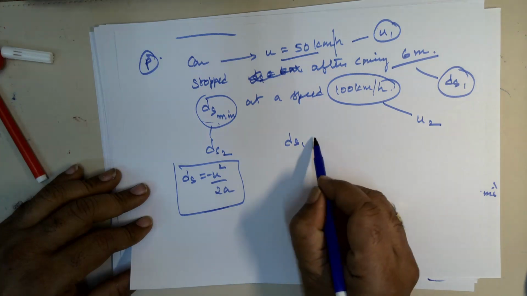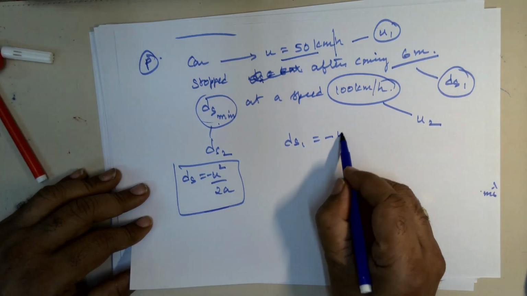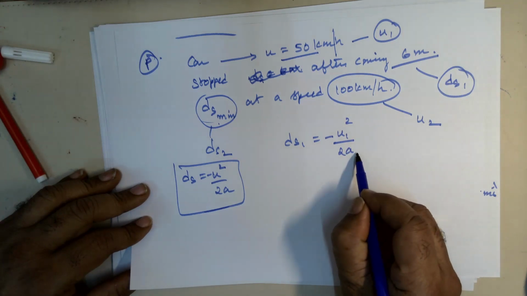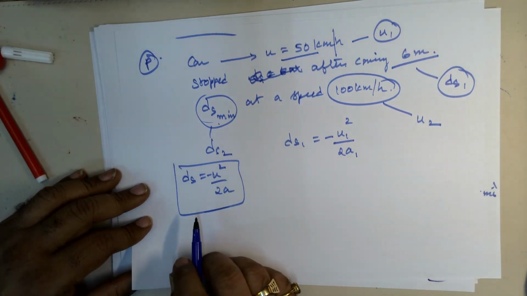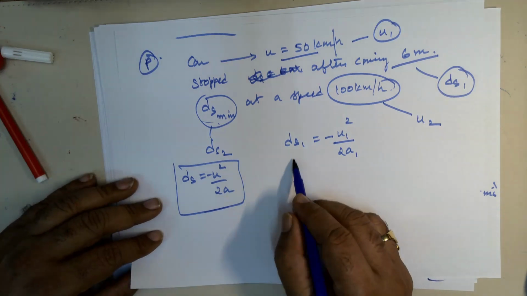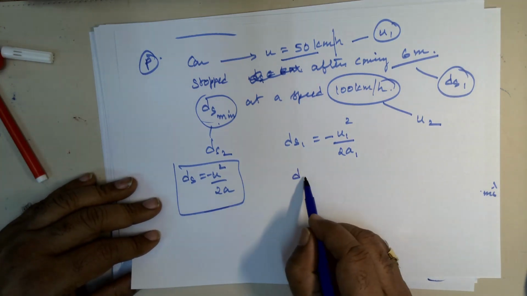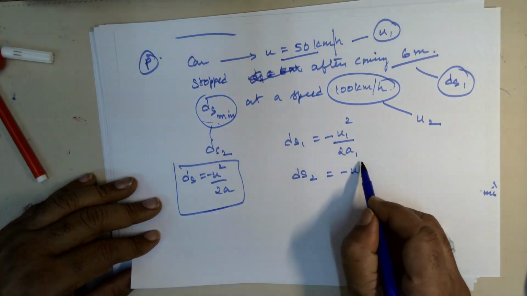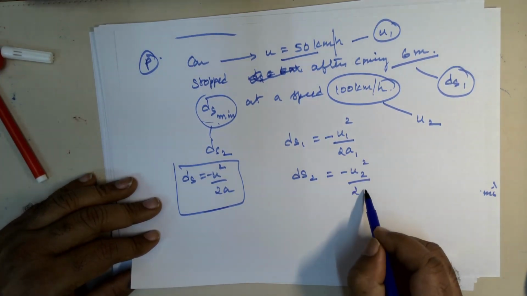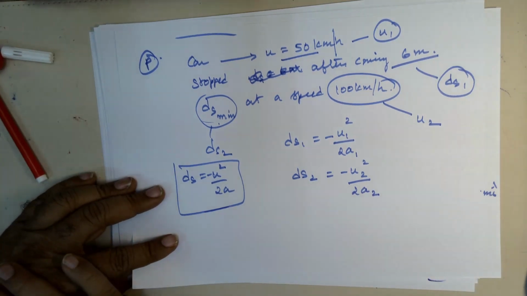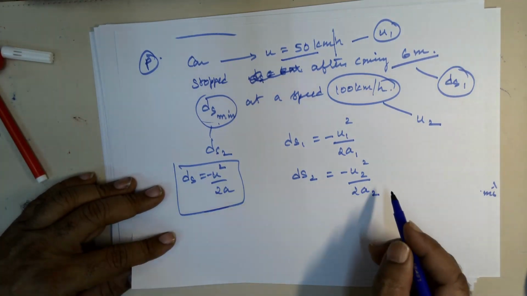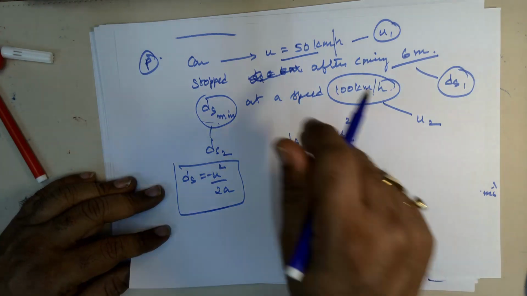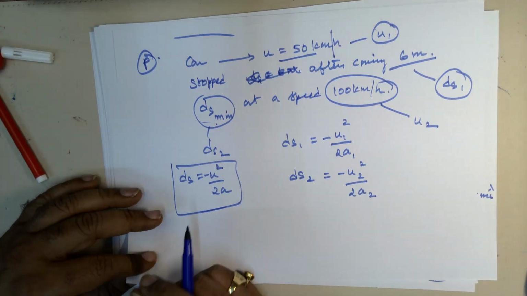So ds1 is equal to minus u1 squared divided by 2a1, right? And ds2, case 2, minus u2 squared divided by 2a2. Okay. Now we have to find out first of all acceleration. And based on that, you have to proceed. Are you able to follow?